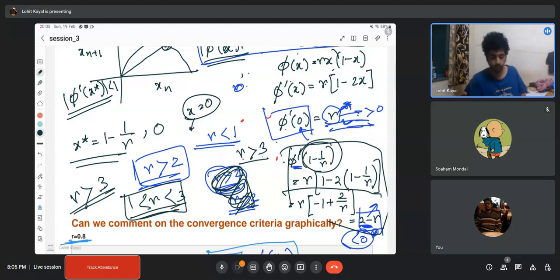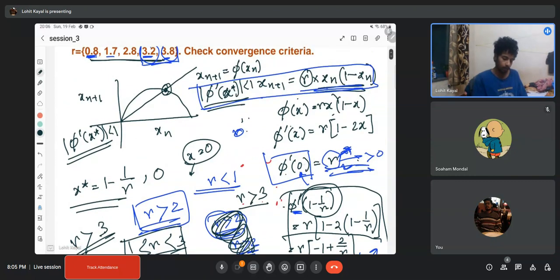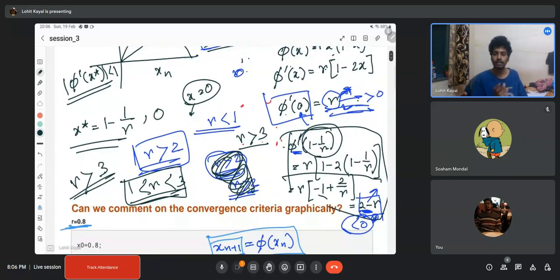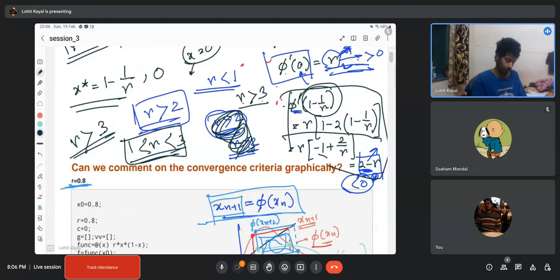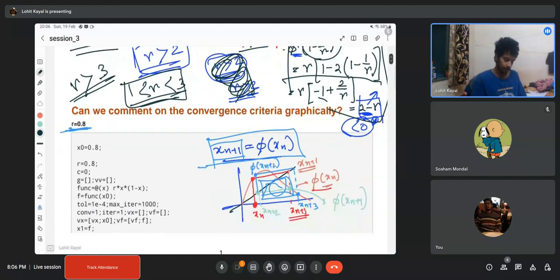So it will not converge to this root. Okay, either way it will not converge to this zero root. So there may be some other roots present in the system, so it will go there. When I show you the code, then you will understand what is happening. So let's start with that.